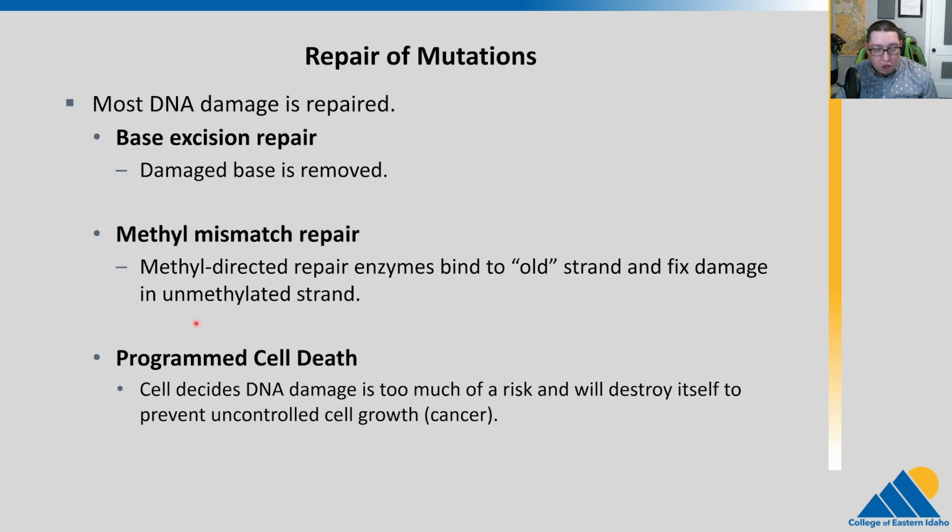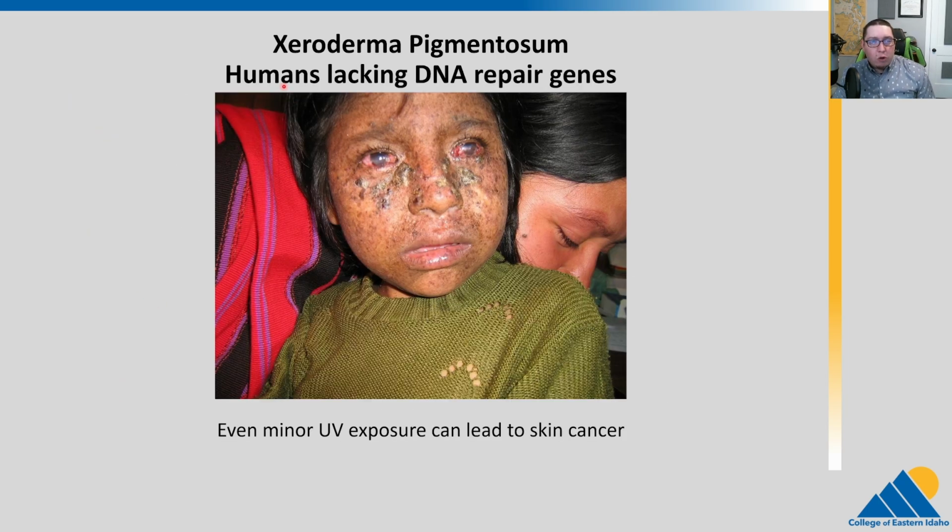All right, I'm going to show you an image that shows you just how much DNA damage your body actually repairs. So I'm going to warn you, this is slightly disturbing. This is a child with xeroderma pigmentosum. This child, who is probably, I don't know, 4 or 5 years old, lacks the normal DNA repair genes. And you can see that even through minor exposure to UV, they are developing skin cancers and growths there.